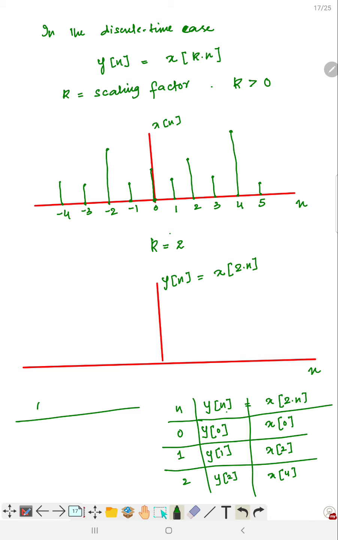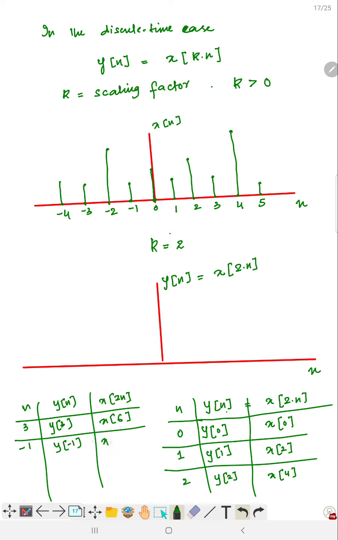Likewise, if n has a value of say 3, then y of 3 will be x of 6. If you go to the negative axis, -1, y of -1 will be x of -2. -2, y of -2 will be x of -4. Then -3, y of -3 is x of -6. Okay. So let's try to plot.